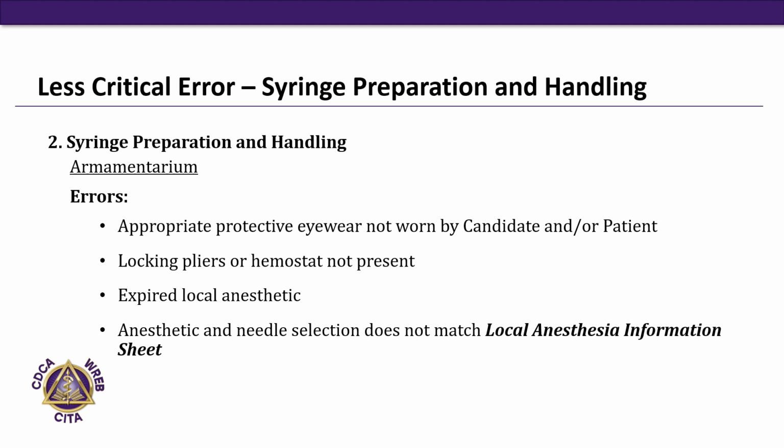Syringe preparation and handling are less critical aspects of an injection. The following are errors in this category. You and your patient do not have protective eyewear. The required hemostat or locking pliers are not available. Expired local anesthetic. Anesthetic selection or needle length does not match the information on the local anesthesia information sheet.